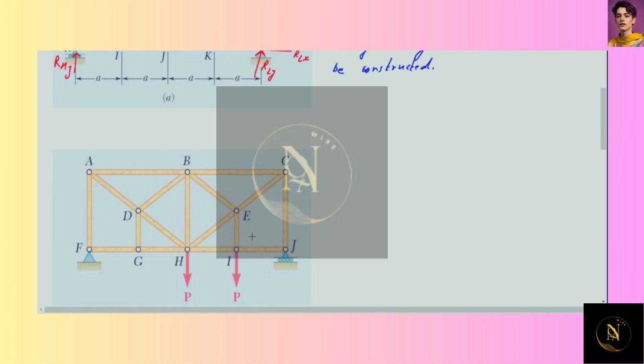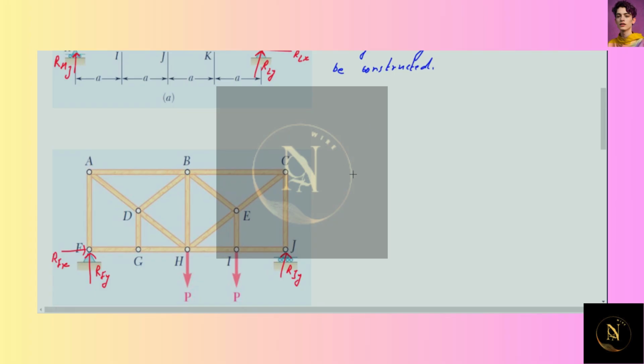In this truss, there is a roller support at point J. Because of this type of support, there will be one reaction, RJY. There is a pin support at point F, so there will be one vertical reaction, RFY, as well as one horizontal reaction, RFX. Here there are two forces and both forces are equal, one acting at H and one acting at I.